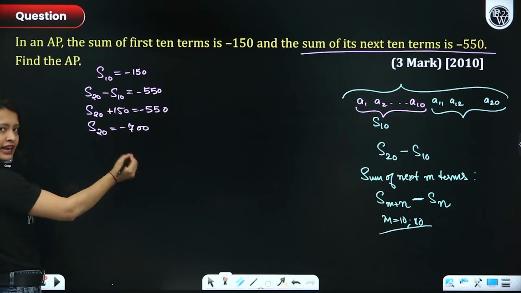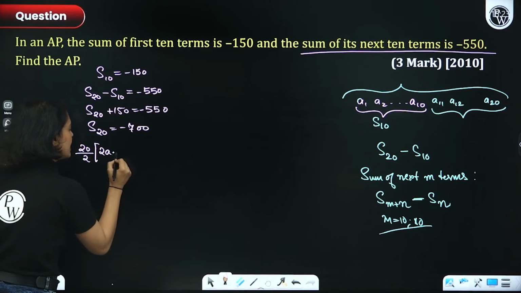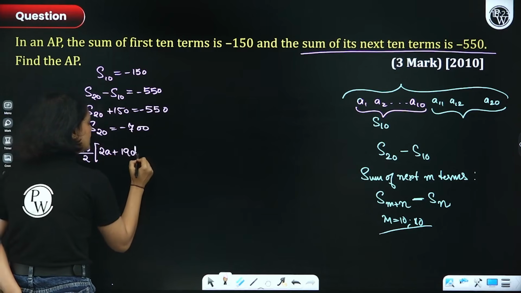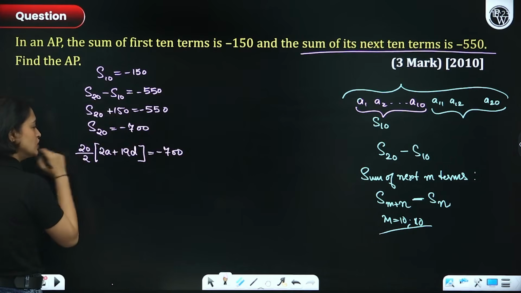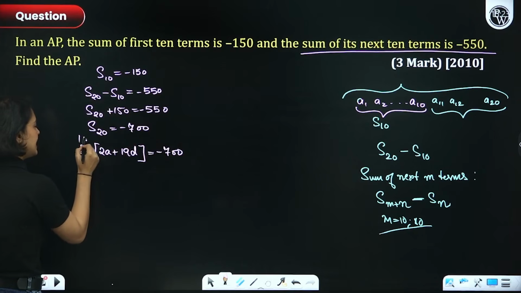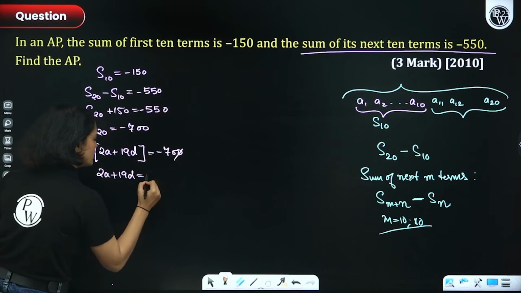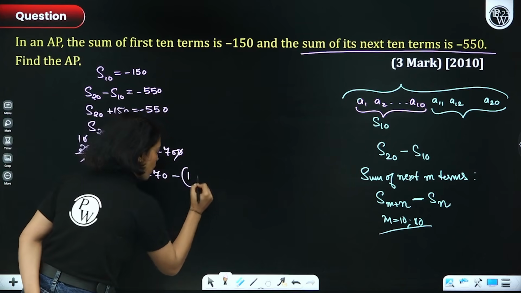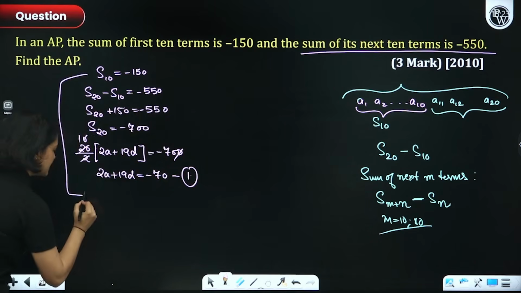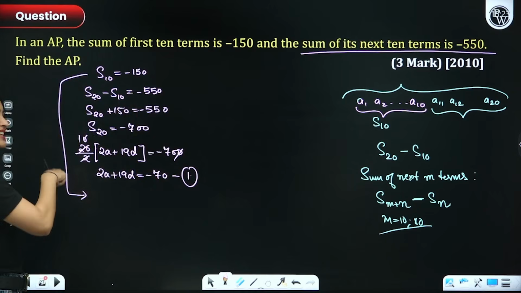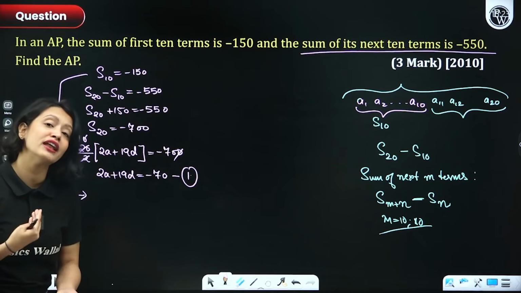I can now write down the formula for S20. That would be 20 by 2 into twice of A plus 19 into D, which is equal to negative 700. Now you can cancel things. For example, here 10 and 0 get cancelled. So you will have 2a plus 19d is equal to negative 70. This is equation number 1. Now to figure out equation number 2, let's use the S10 thing. Then we'll have a pair of linear equations in 2 variables from where we can figure out the values of a and d.